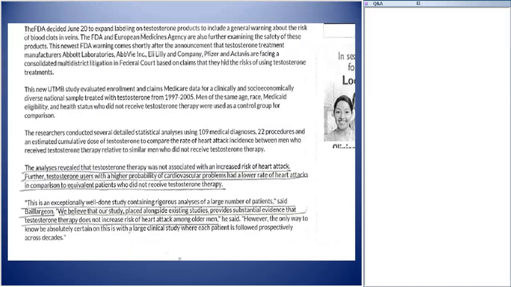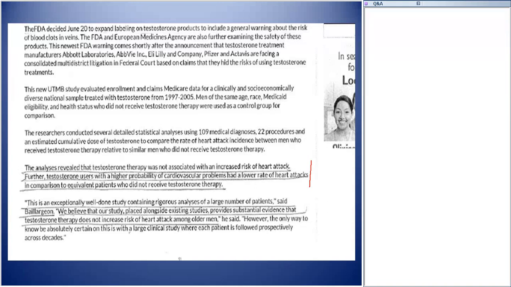The analysis revealed that testosterone therapy was not associated with any increased risk of heart attacks. Further, testosterone users with a higher probability of cardiovascular disease, i.e. risk factors, had a lower risk of heart attacks in comparison with equivalent patients that did not take the testosterone. So in this study, when you want to increase your risk of heart attacks, don't take the testosterone. When you want to protect against it, then take it.